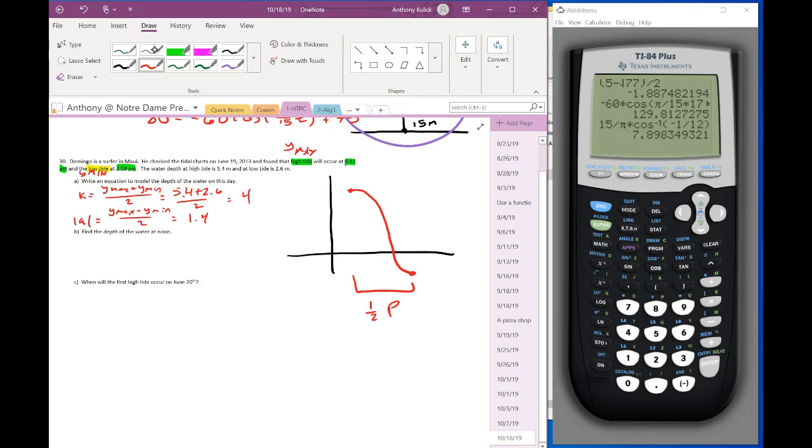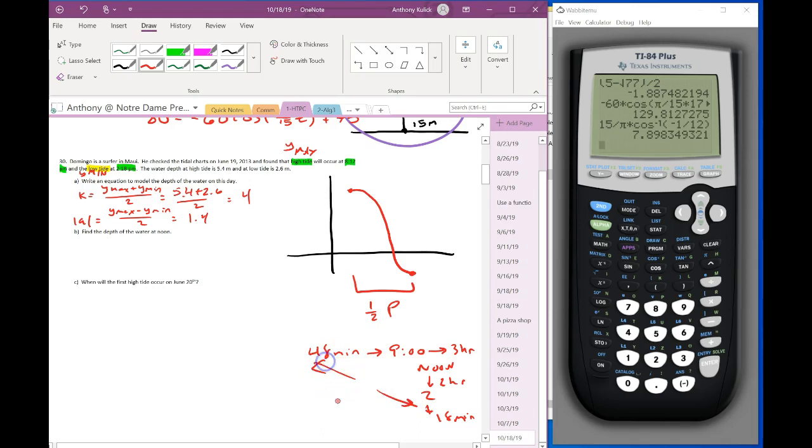What is that? So we need 48 minutes to get to 9 a.m. And then I need 3 hours to get to noon. And then I need 2 hours to get to 2. And then I need another 18 minutes. So 18 minutes plus 48 minutes is 1 hour and 6 minutes. So if I count that up, that's 3, 5, 6 hours and 6 minutes.